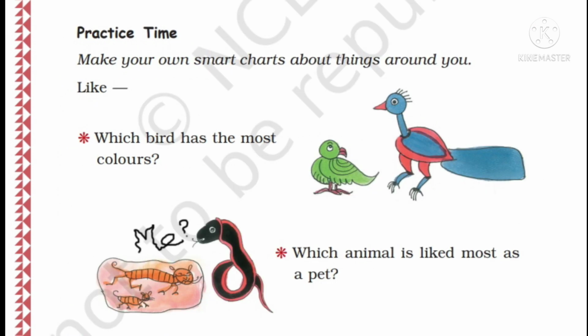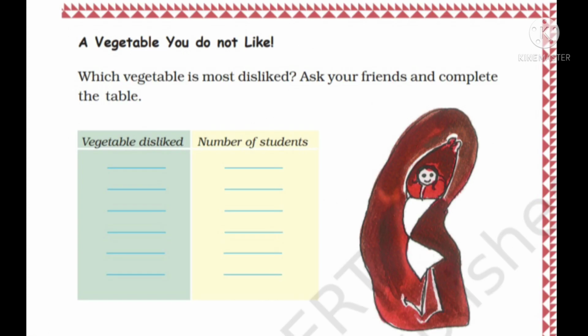Practice time. Which bird has the most colors, peacock or parrot? Peacock. Which animal is liked most as a pet, snake or cat? Cat. A vegetable you do not like. Which vegetable is most disliked? Ask your friends and complete the table. Which are the vegetables you don't like? You have to write on the left side of the table, ask your friends, and record on the table how many of them don't like that.